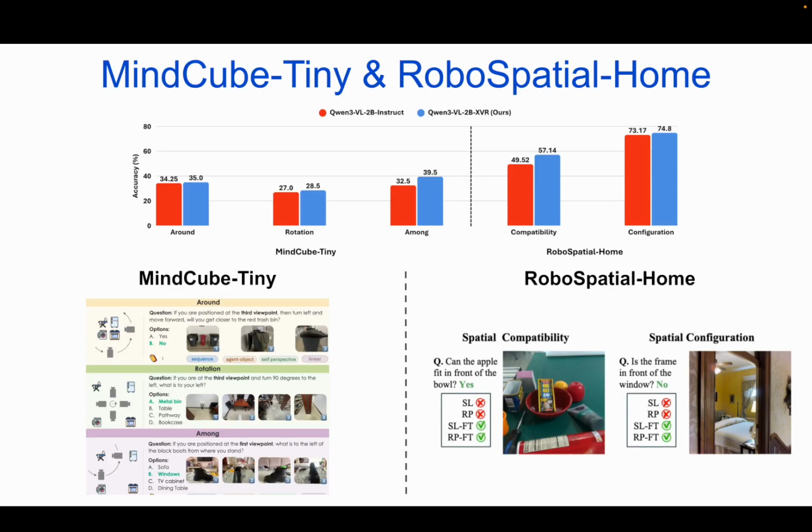CVPR also transfers to external benchmarks. MindCube Tiny tests multi-view reasoning. We see gains across all tasks. RoboSpatial Home tests robotic spatial understanding. CVPR improves both compatibility and configuration. Cross-view training benefits even single-image spatial reasoning.